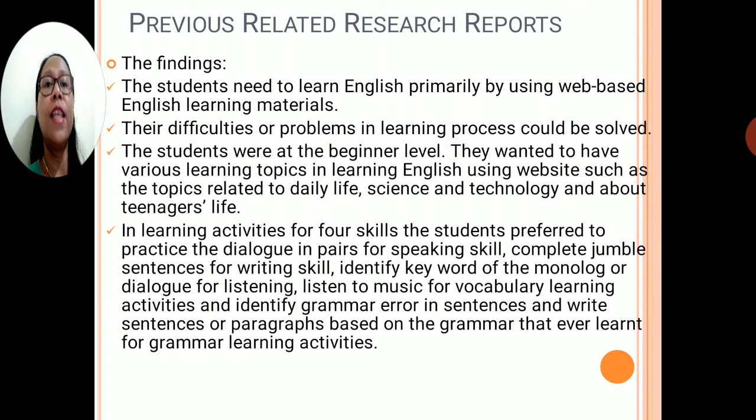The next is in learning activities for skills, the students prefer to practice the dialogue in pairs for speaking skill, complete jumbled sentences for writing skill, identify key words of the monologue or dialogue for listening, listen to music for vocabulary learning activities, and identify grammar errors in sentences and write sentences or paragraphs based on the grammar that they have learned for grammar learning activities.